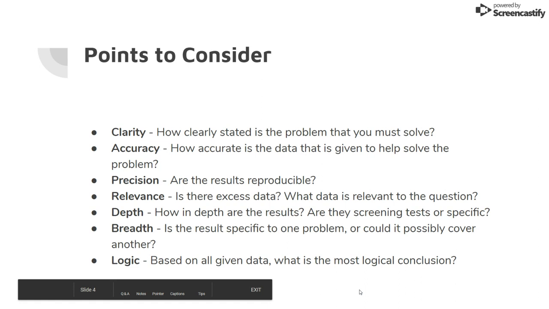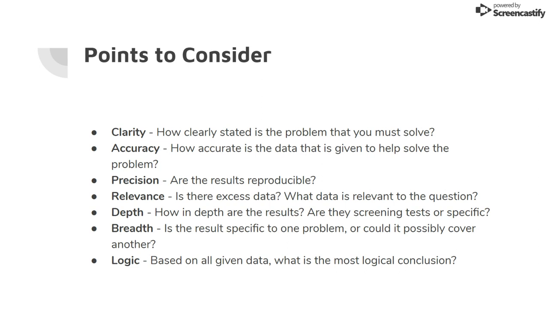Some points you need to consider when you are thinking of a problem: clarity, accuracy, precision, relevance, depth, breadth, and logic. So how clearly stated is the problem that you have to solve? Is there going to be an answer? One answer. Accuracy, how accurate is the data that you've been given? Or in the lab, we deal with accuracy and precision. Are the results reproducible? Because if you recall, the definition of precision in the lab is reproducibility.